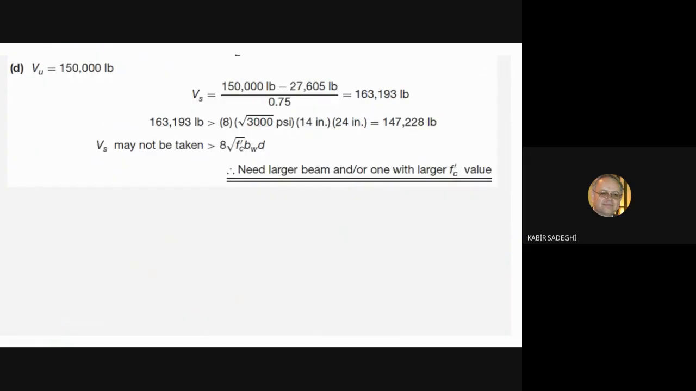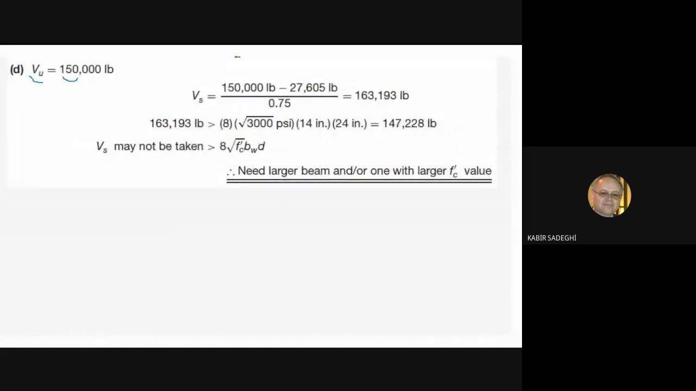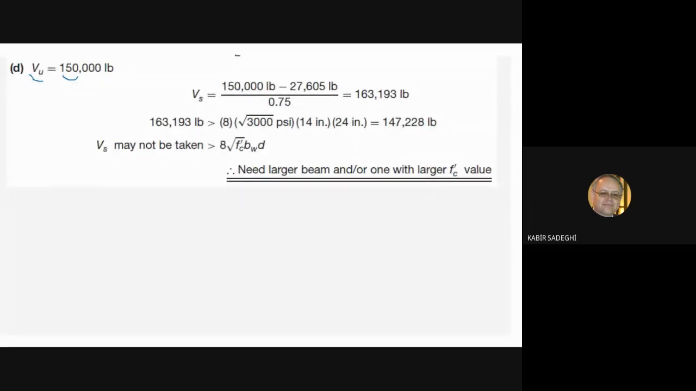Now let's see the last part. In the last part, the applied ultimate shear force is 150 pounds. In this case, again, we compare this one with 1/2 phi Vc. We see that it is greater than that value, so we need a stirrup.